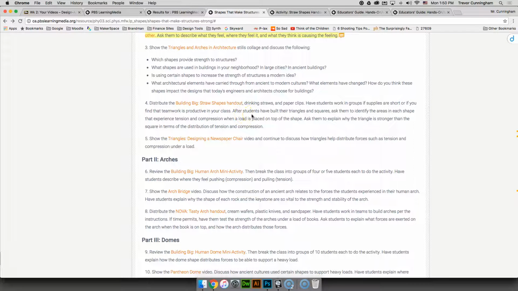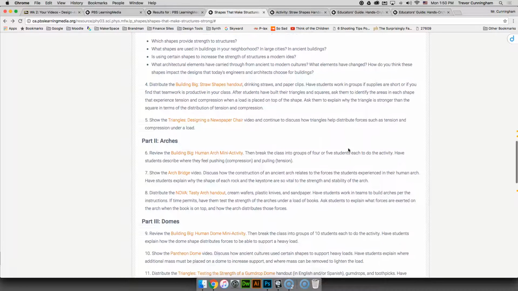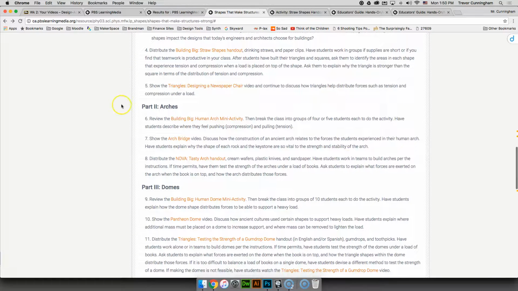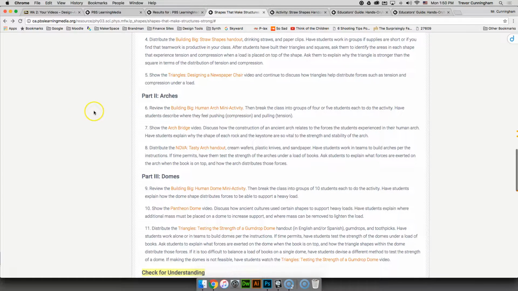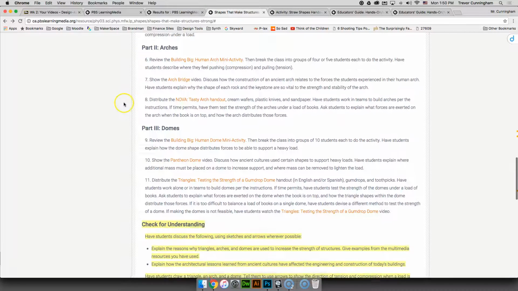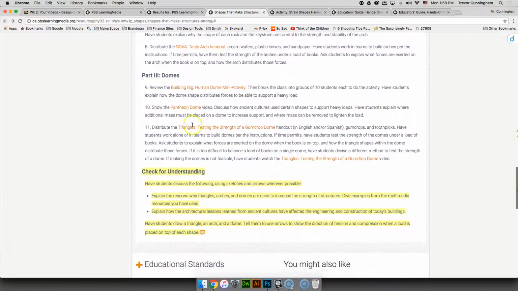And so they do have a chance to put their learning to the test, so to speak, with respect to what shapes are being used and how those shapes work or not work. They watch a video that focuses their learning towards triangles, which is one of the objectives. Then there's a similar element in part 2, where they take a very similar approach and scaffold it to reinforce the concept of arches. And then it's done again for domes.